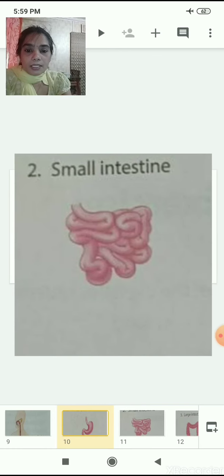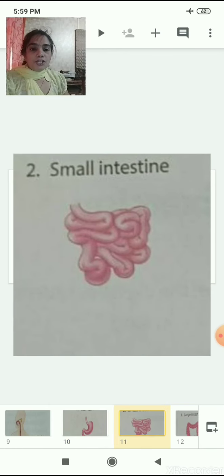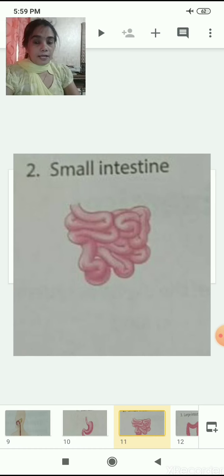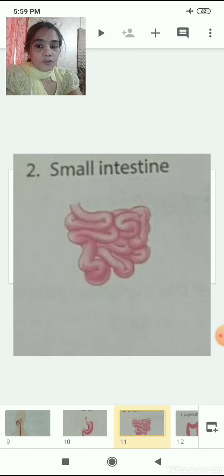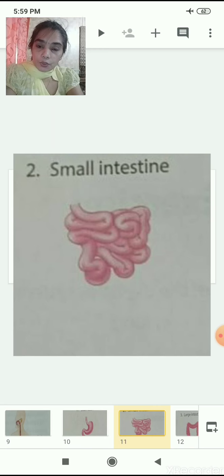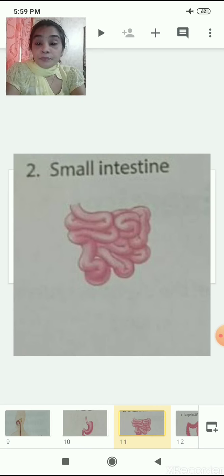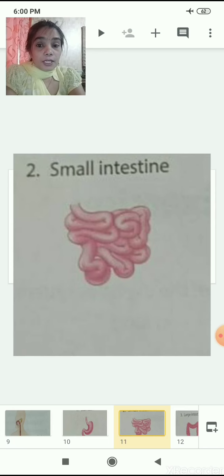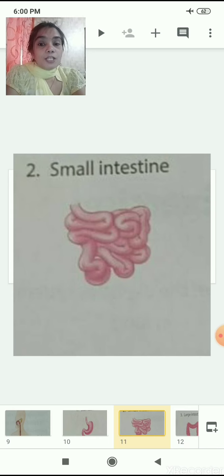Now let us see what happens, that is the digestion in the small intestine. Our food passes from the mouth through the esophagus, that is the food pipe, then it lands in the stomach, then comes the small intestine. Now what happens to our food in the small intestine? From the stomach, the food passes into the small intestine.